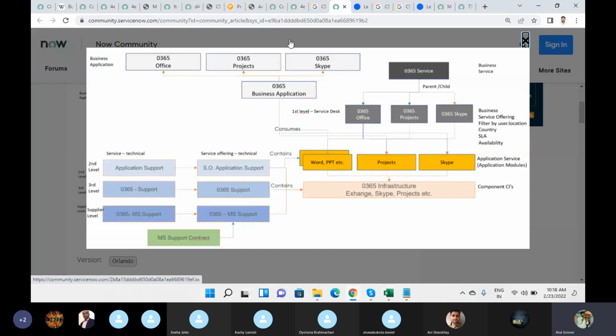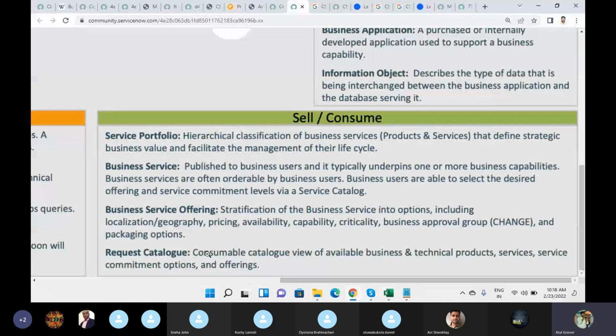Now, after this, if I come here, we have a request catalog. Request catalog, we already discussed, where a customer goes and sees the offering and orders it.